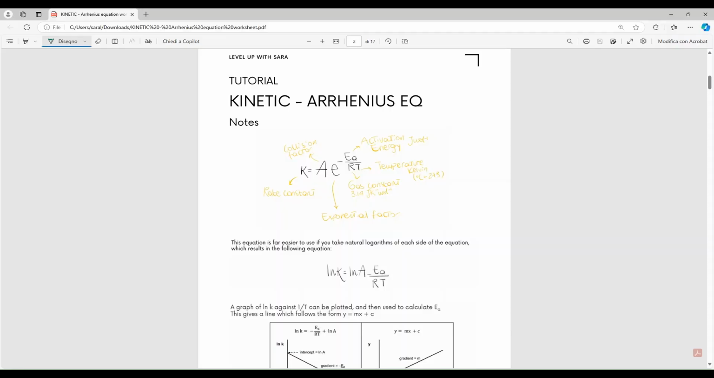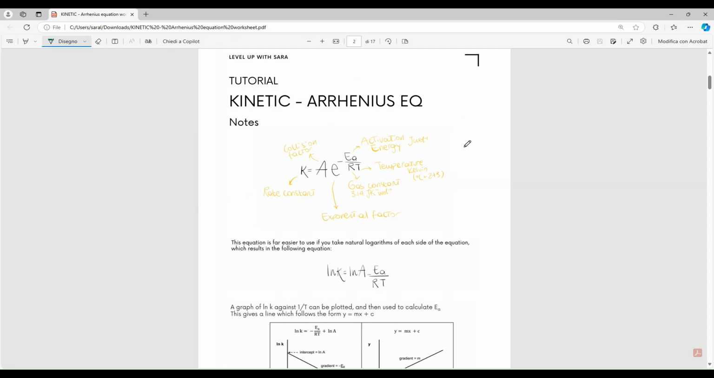And I'm going to show you some exam questions that came up in the past that will show the different variety of exercises and ways to apply this equation. Let's go. This is the latest worksheet that is on the A-level chemistry classroom.